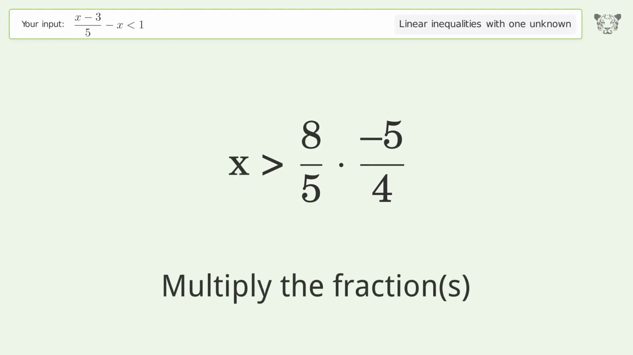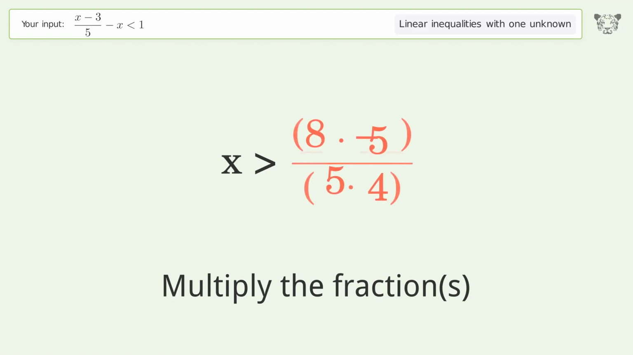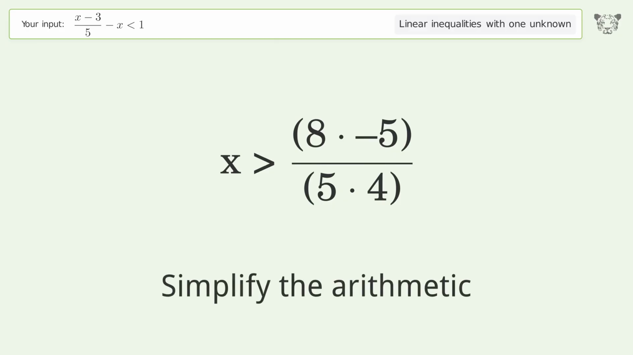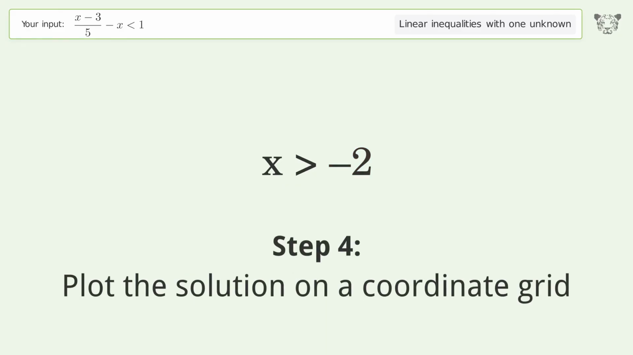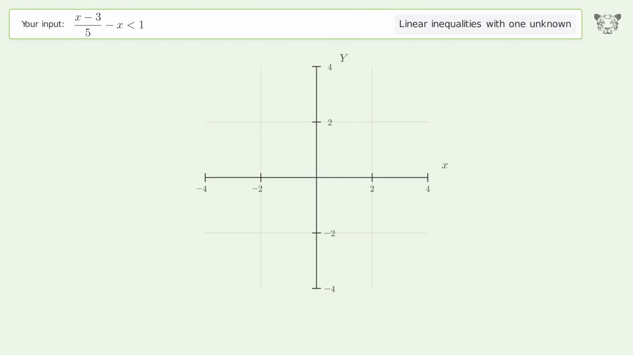Multiply the fractions. Simplify the arithmetic. Plot the solution on a coordinate grid. And so the final result is x greater than -2.